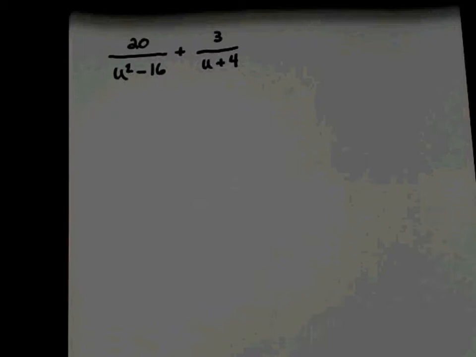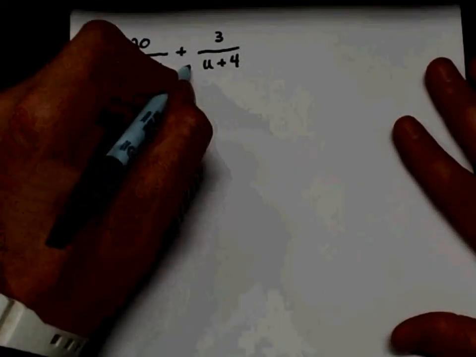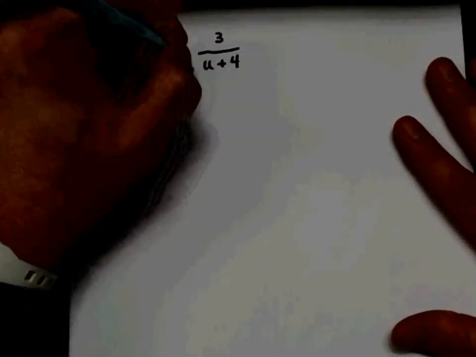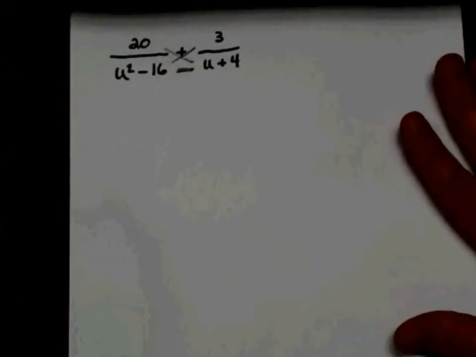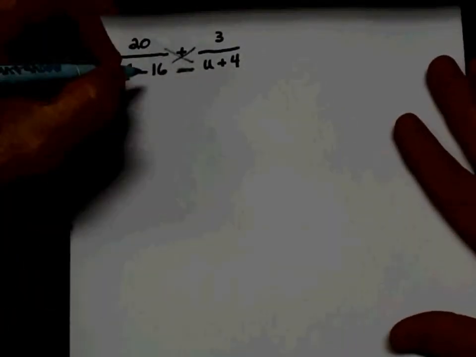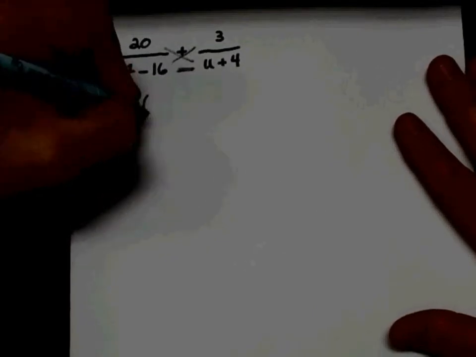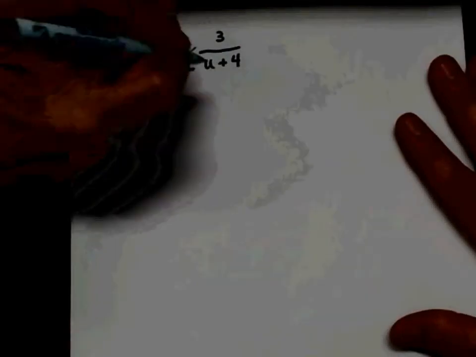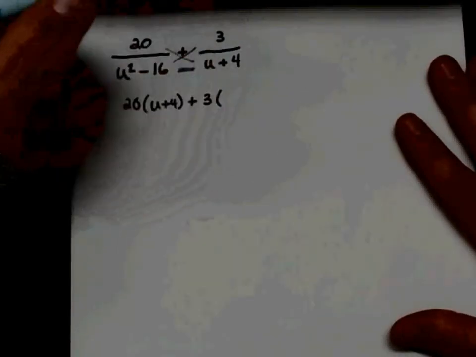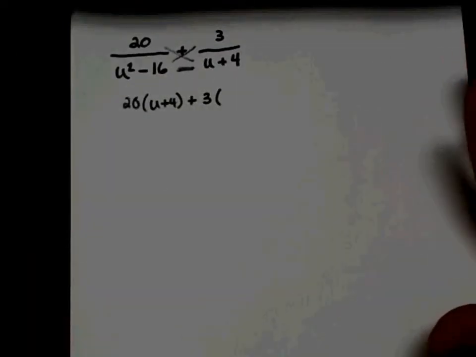All right, so in observing your work, what you did was you multiplied these two across, and then you cross multiplied the top two. All right, and so in that, that's going to make 20 times u plus 4 plus 3 times, and I'm going to go ahead and break this down, and I'll show you the factorings over here on the side.